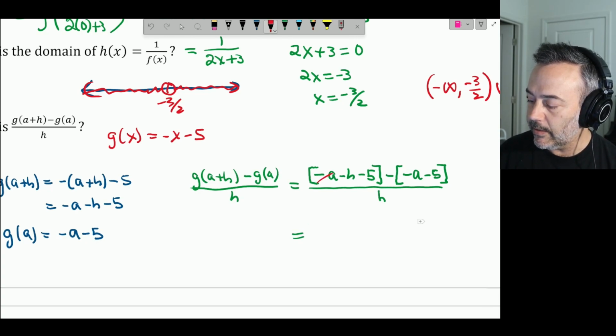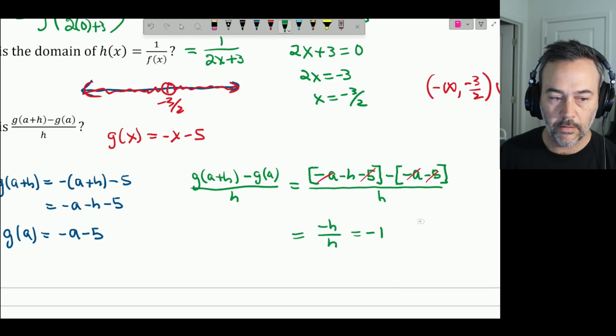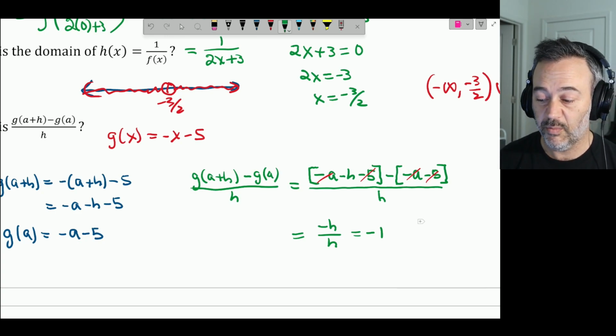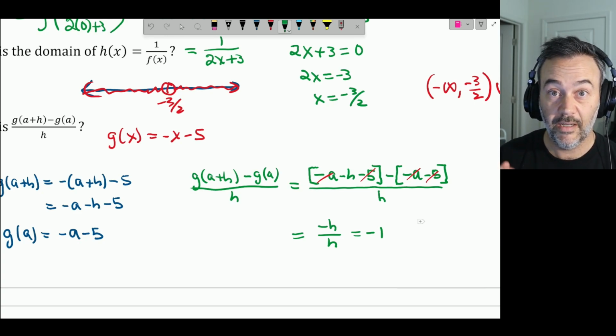Can you see that negative a minus negative a cancels? Negative 5 minus negative 5, that's 0. What am I left with in the top? I'm left with negative h over h. This is negative 1. The answer is negative 1. All right, that was just a quick review of functions. Wanted to help you with the notation, a little bit about domain. I'll see you in class.